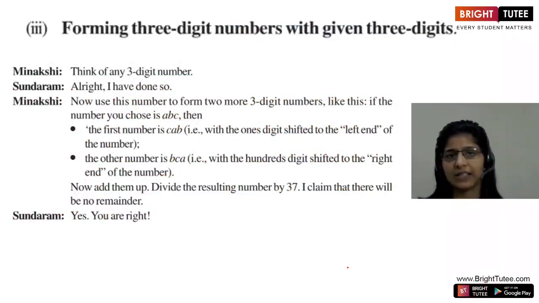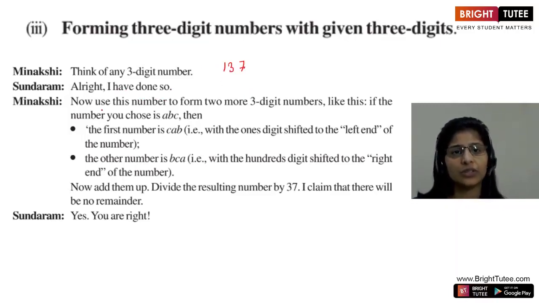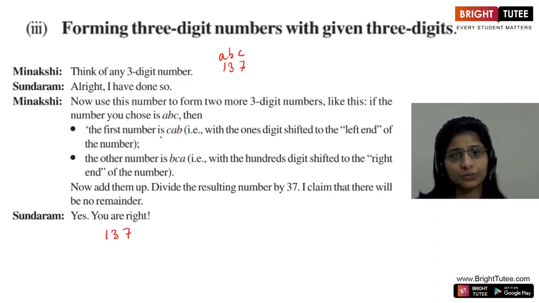So now there is again one more tricky question, which says, now Meenakshi says that think of any 3-digit number. Sundaram says I have done so. So let us also take one number. So let us take 137 only. Now use the number to form two more 3-digit numbers like this. If the number is ABC, that means we have 137.